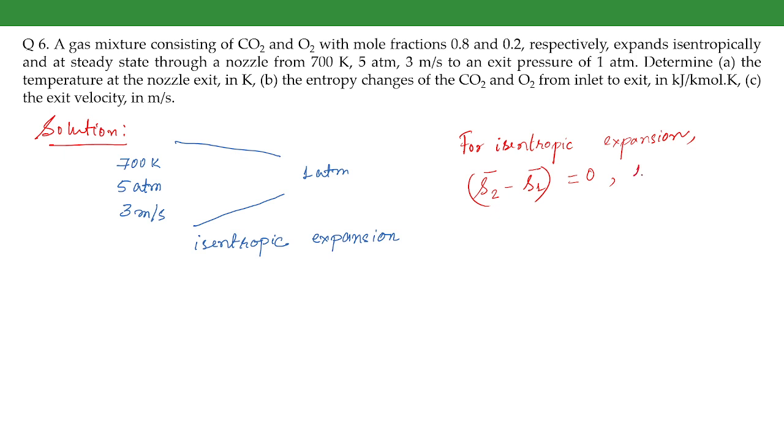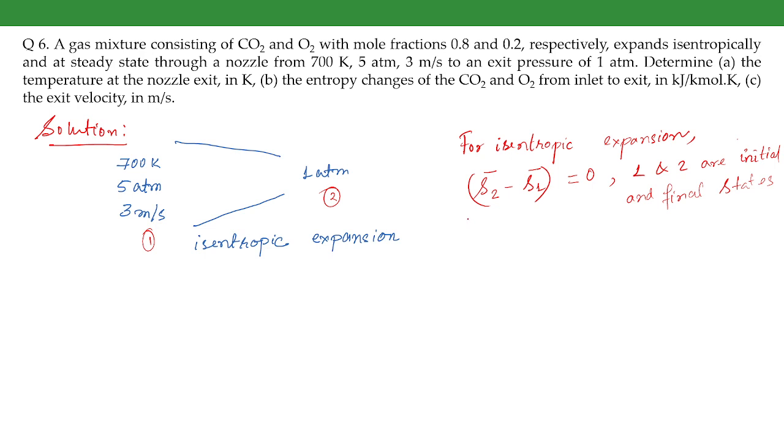So that is where 1 and 2 are the initial and final states of the mixture. That is, this is the state point 1 and this is the state point 2. Since there is no change in the entropy, it becomes 0.